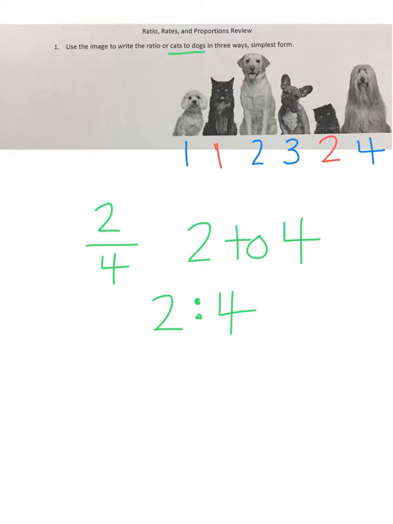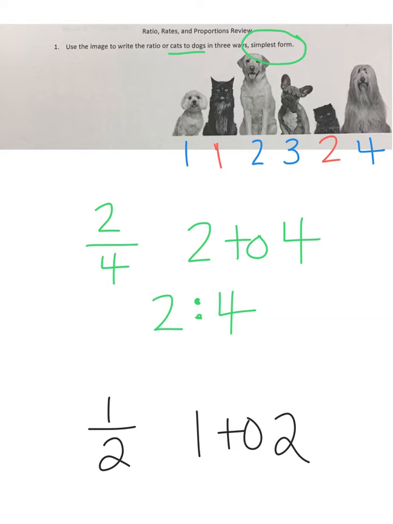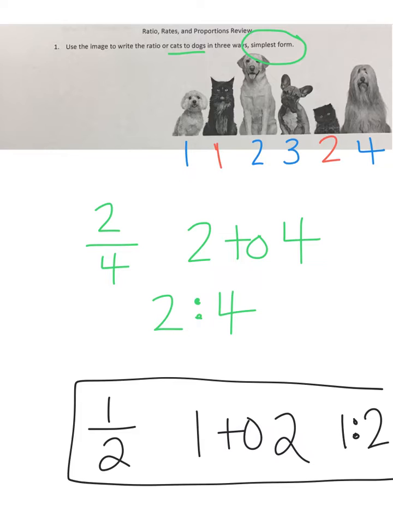Now be careful, in the question it said write it in simplest form. In this case, 2 to 4 is not in simplest form. We can simplify that to 1 over 2, 1 to 2, and 1 colon 2. And that would be our final answer.